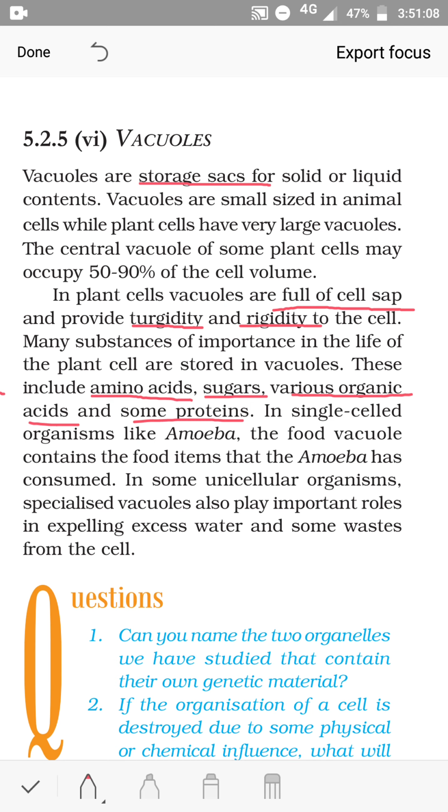In some unicellular organisms, specialized vacuoles also play an important role in expelling excess water and some waste from the cell. These are called contractile vacuoles. So it helps this unicellular organism to expel excess water and waste material. So these are vacuoles. Let us see.